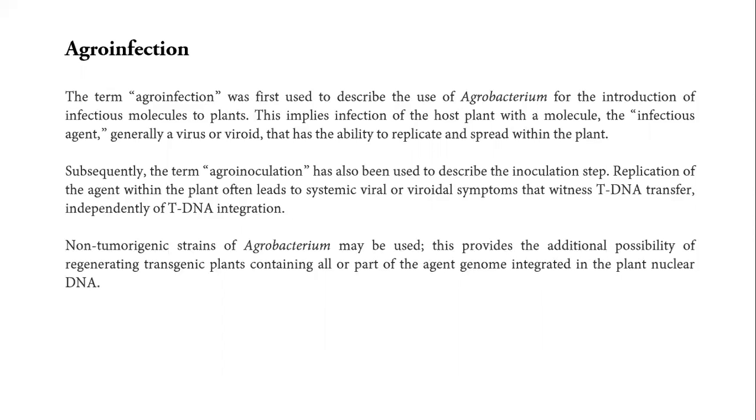So the T-DNA must be disarmed here, and there is no requirement for the vir region of the Ti plasmid. And this plant contains part of the agent genome integrated into the plant nuclear DNA. So this is the advantage of agro-infection. When we use both virus and bacteria together, we can easily integrate the agent genome into the plant genome without developing any tumorigenic symptom in the plant.